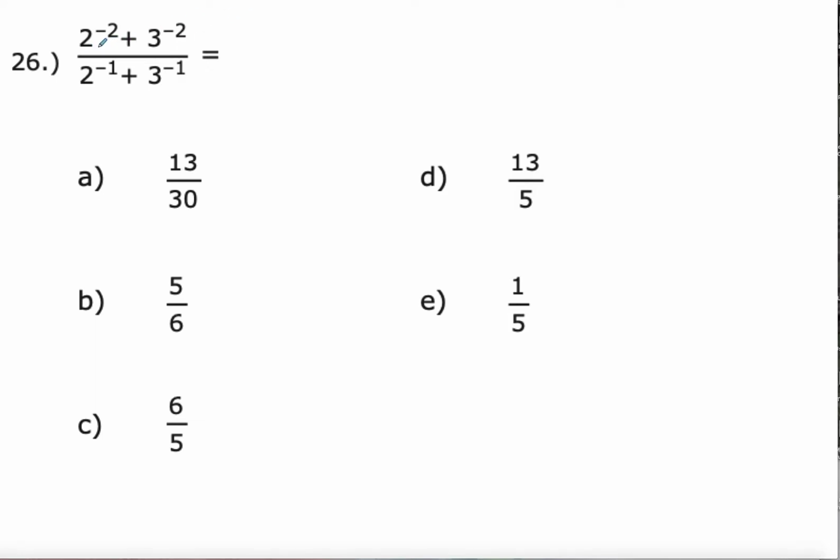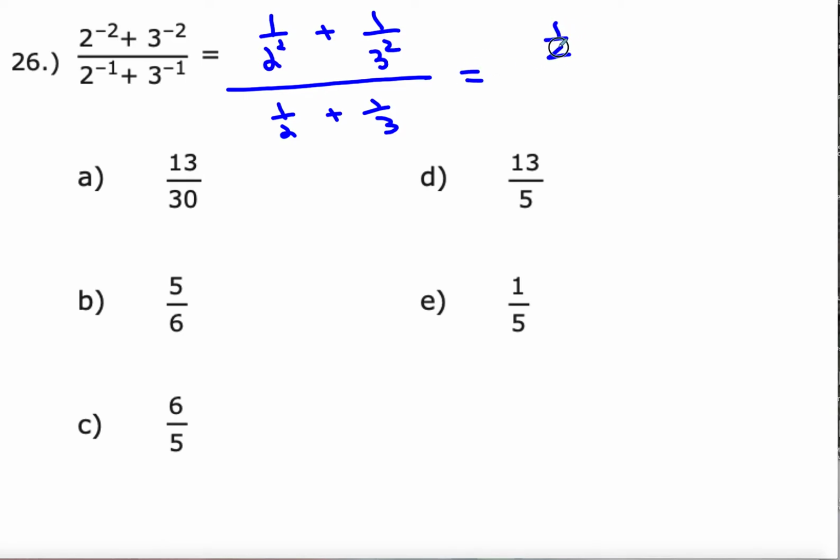So here we have 2 to the negative 2 power becomes 1 over 2 squared plus 1 over 3 squared, all over 1 over 2 plus 1 over 3. Now, if you had to rewrite this one, I get 1 over 4 plus 1 over 9, over 1 over 2 plus 1 over 3. Then how are you going to simplify this one?